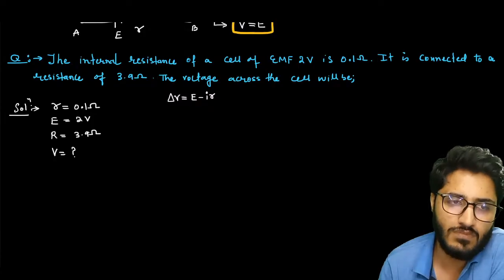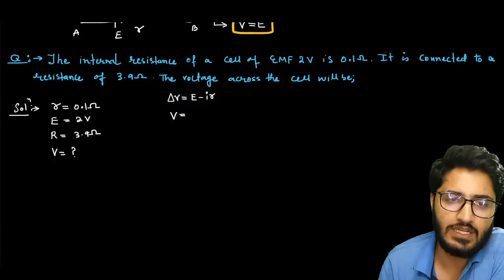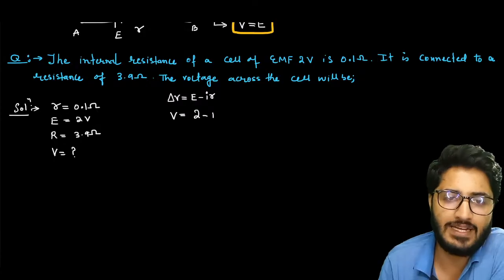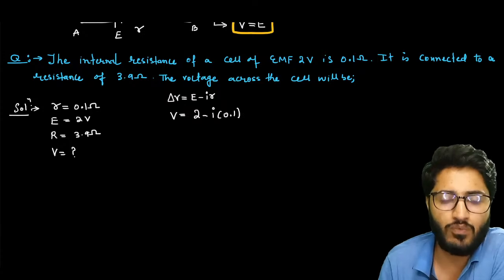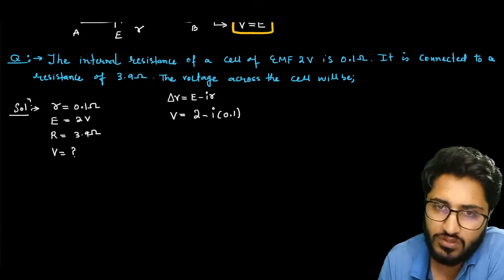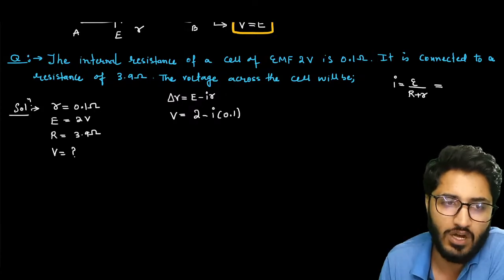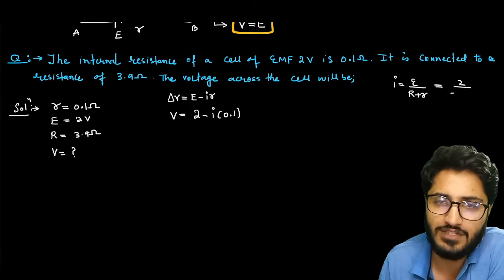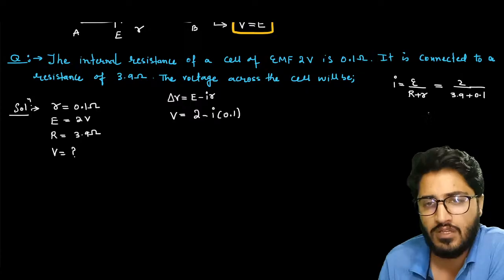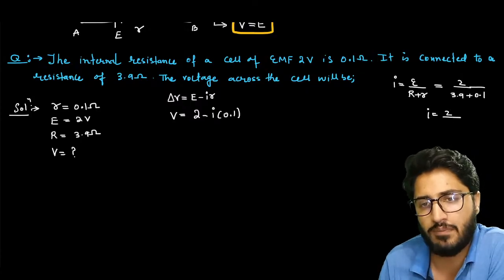Then we need to find V. E is 2 minus I, what is R? Sir, small r is 0.1. But we don't know I. For I, do you know the equation I equals E divided by R plus r? We discussed this equation yesterday. E is 2, capital R is 3.9, and small r is 0.1. So I equals 2 divided by 4. 2 ones are 2, 2 twos are 4. It is 1 by 2.